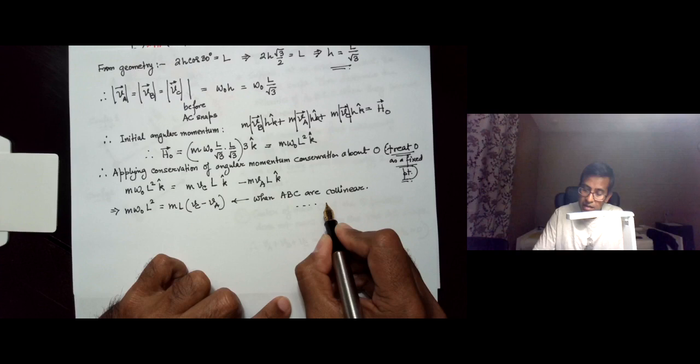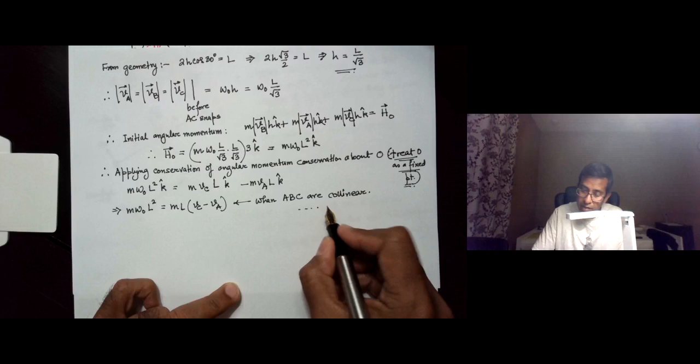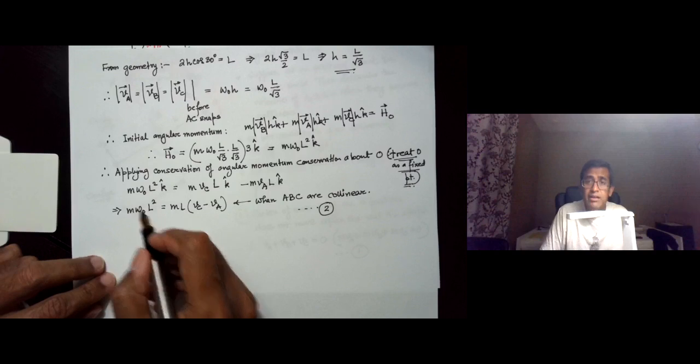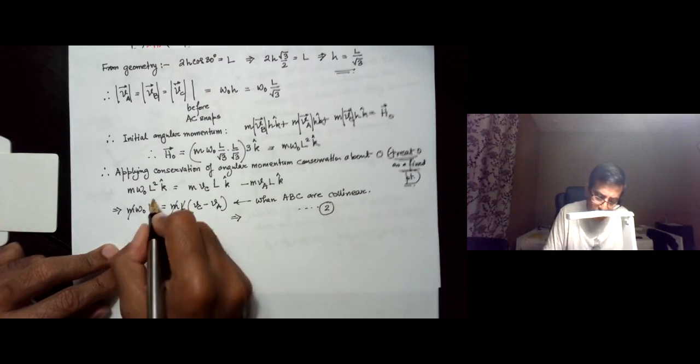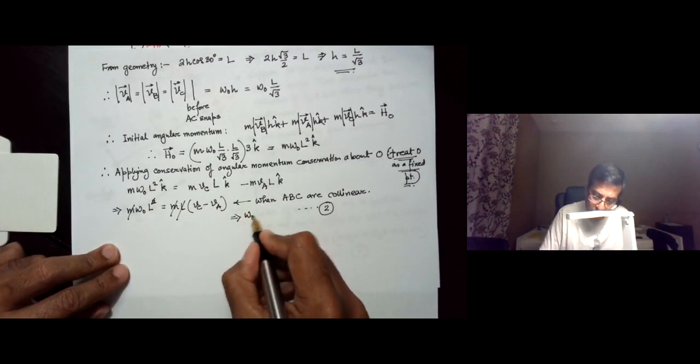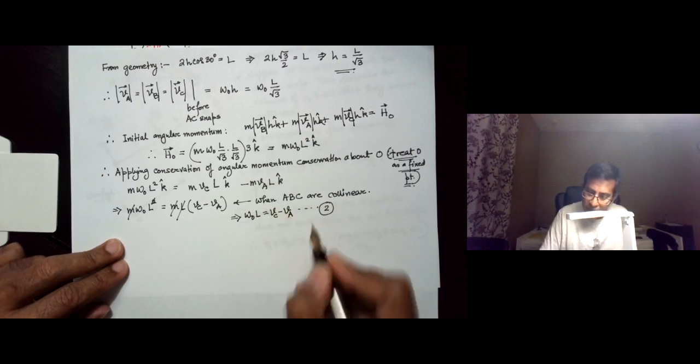Let me see if I named this equation. Yes, so I numbered the linear momentum conservation as equation 1. So I'm going to number this as equation 2. And for the sake of convenience, I'm going to also cancel. By the way, there is also a cancellation of L. So omega naught L is equal to Vc minus Va.